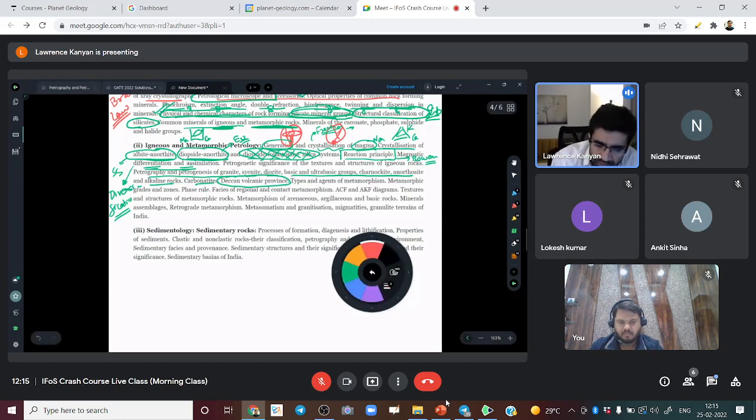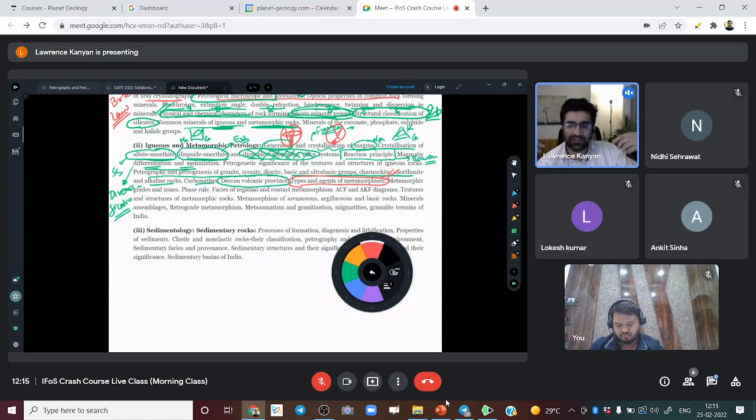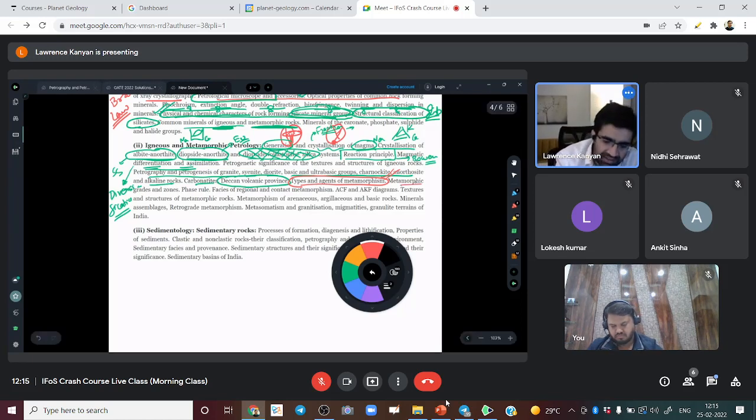Then moving on to types and agents of metamorphism, which is also not that difficult. This one is a direct question which you have already prepared. Types are regional metamorphism, contact metamorphism, dynamic metamorphism, dynamo-regional, and metasomatism. These are the main types. And agents are heat, pressure, temperature, and circulating fluids, which take part in metasomatism. So a very simple question. Metamorphic grades and zones, one question can be asked. This is Barrovian.